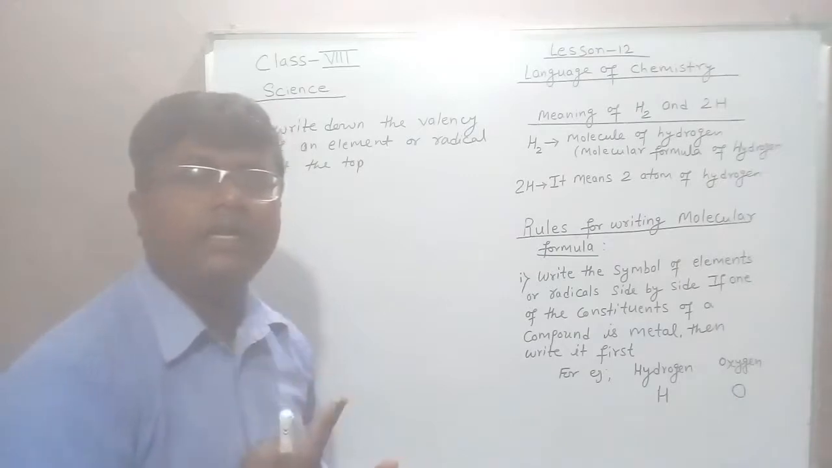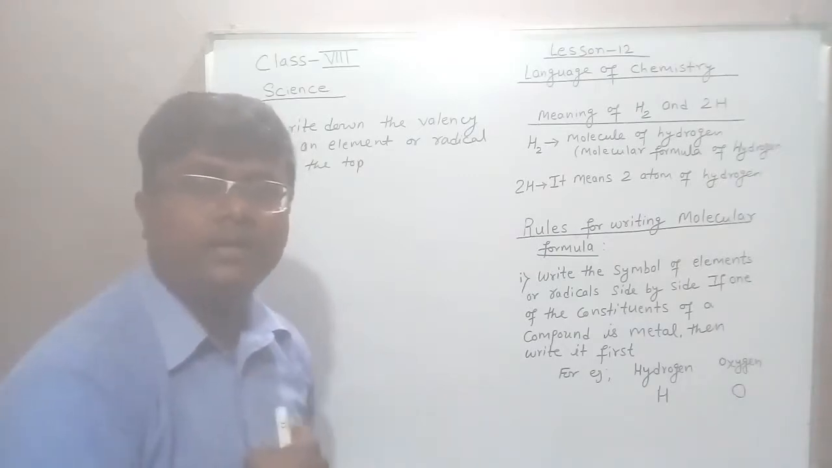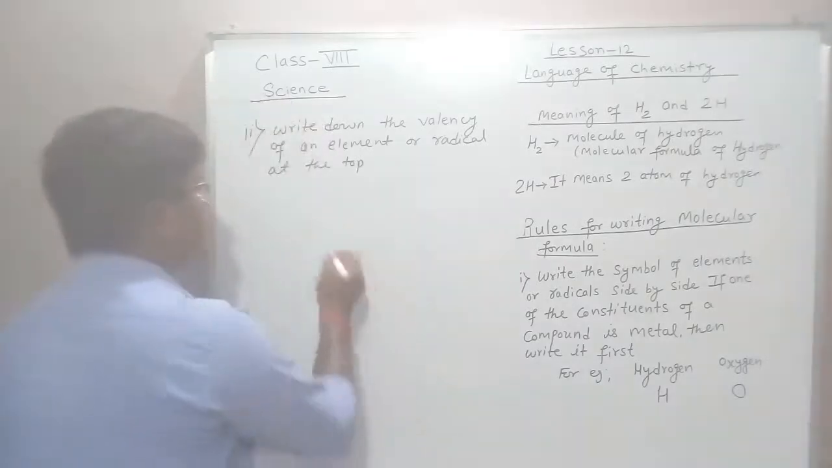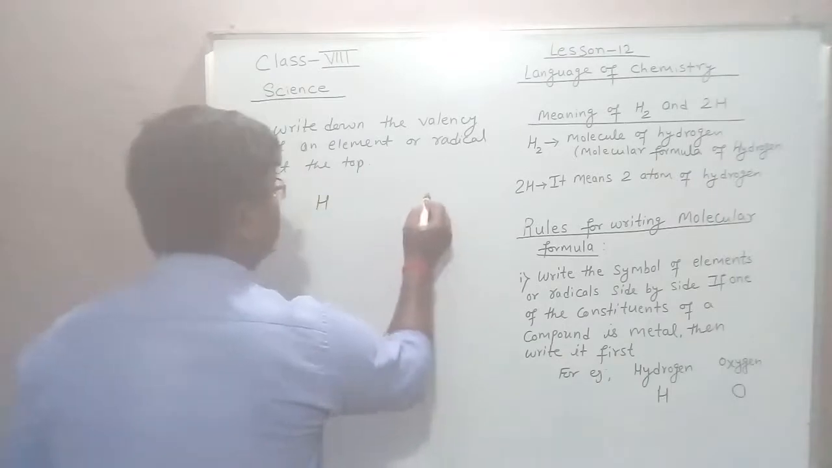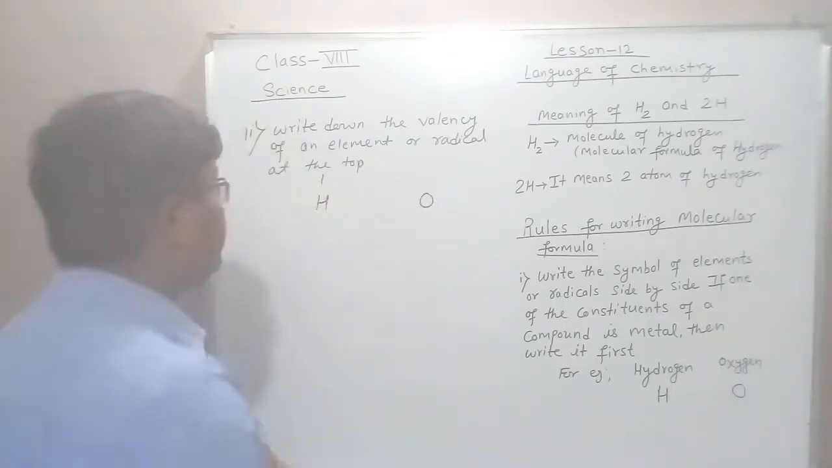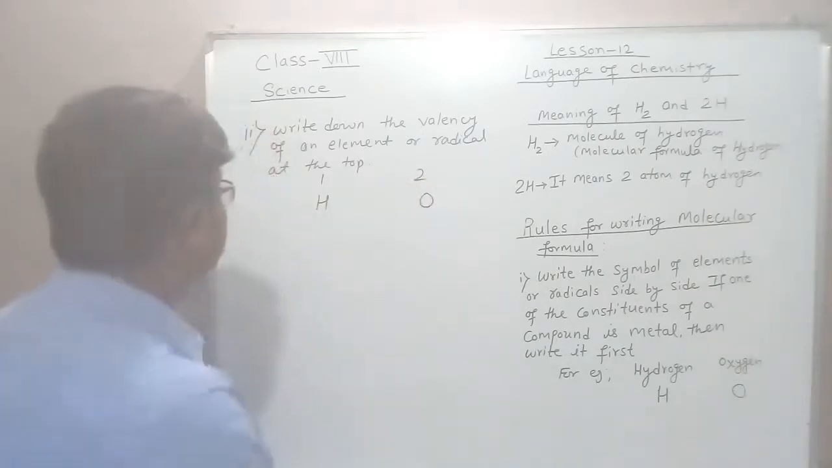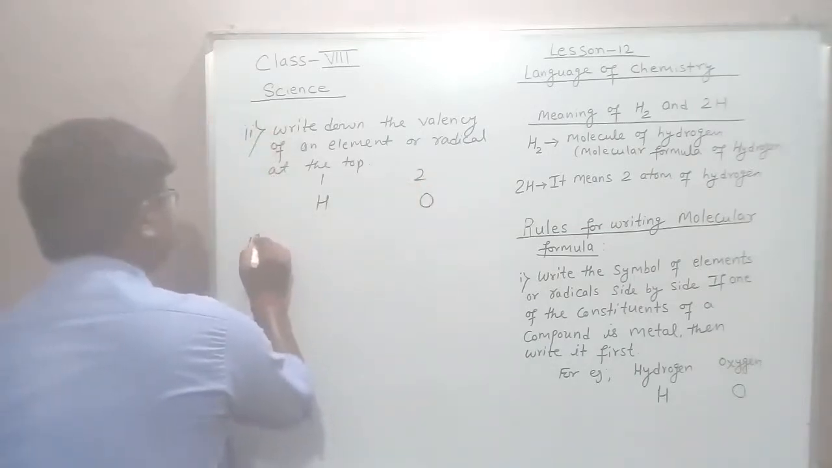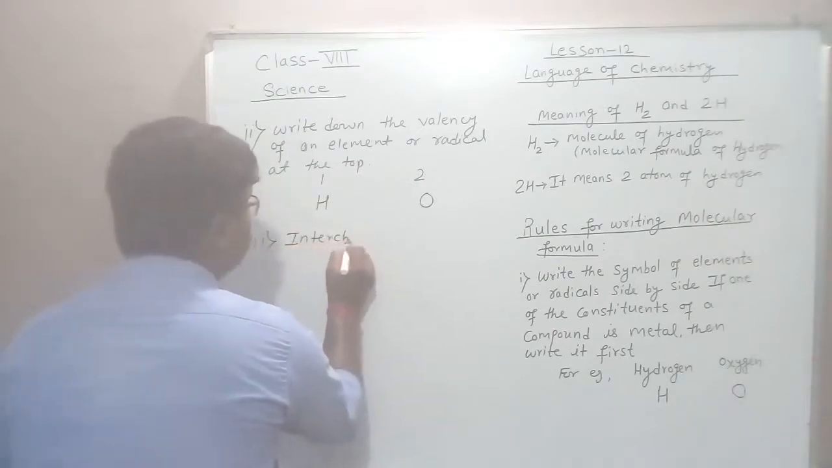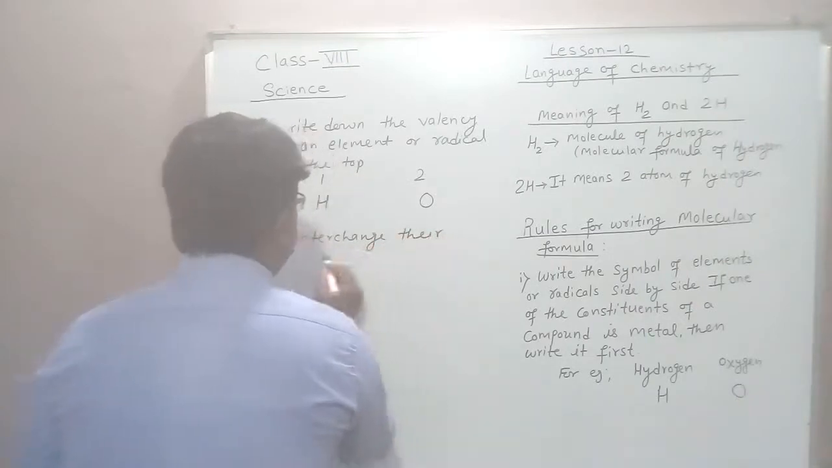First step, write down the names of the elements side by side. After that, write down their valency at the top. For example, for hydrogen and oxygen, the valency of hydrogen is 1 and the valency of oxygen is 2. Now the third step is to interchange their valencies.